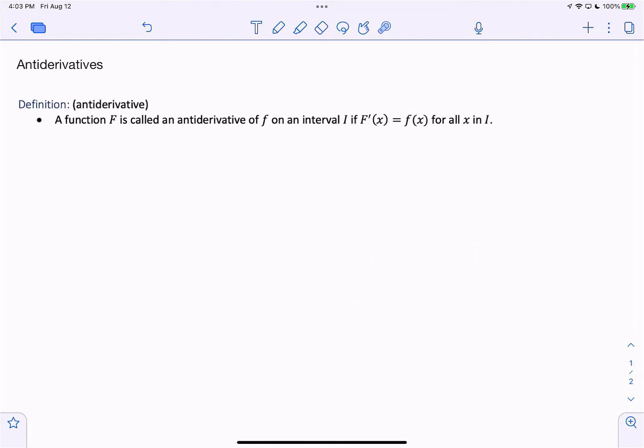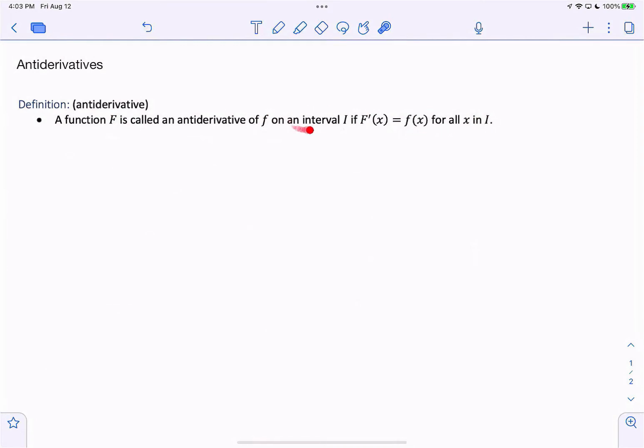We're going to start this with a definition, and you'll note right away in the definition that we have an uppercase F and a lowercase f, and that's just to say that the two functions we're talking about are related to each other. A function uppercase F is called an antiderivative of lowercase f on an interval I if uppercase F prime of x is equal to lowercase f of x for all x in I.